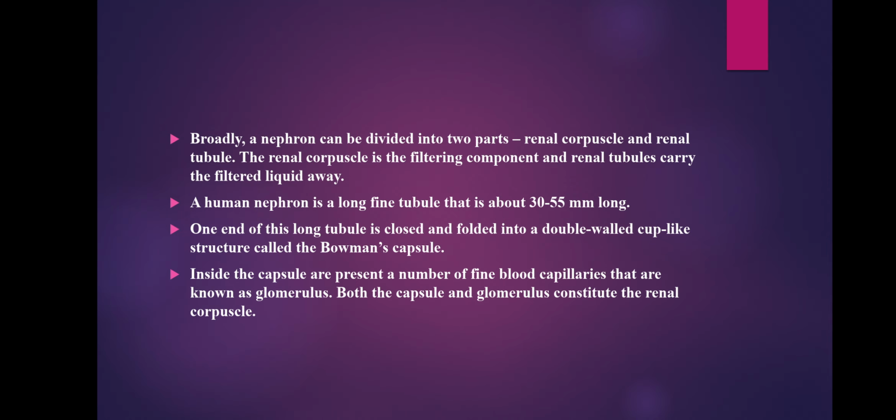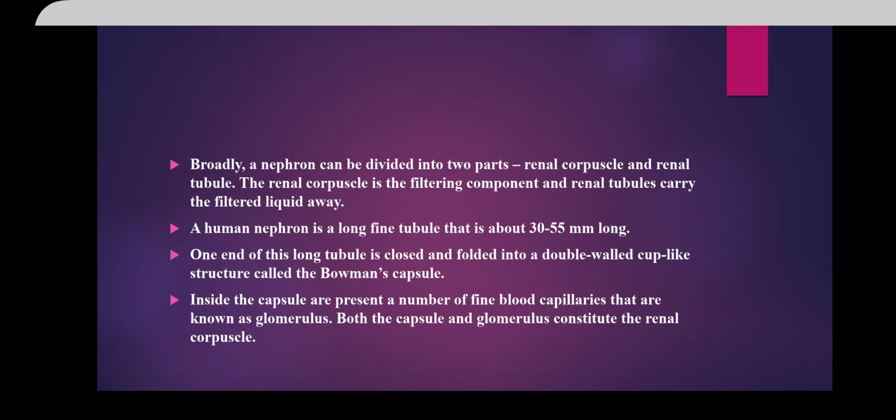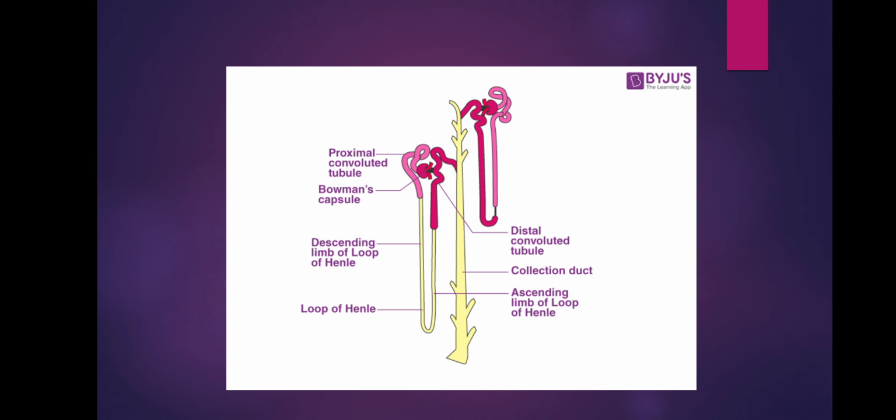Next one is the renal tubule. The renal tubule is a 3 centimeter long tubule. It is present in the glomerular capsule as a coiled proximal convoluted tubule. The renal tubule is made up of the proximal convoluted tubule and the loop of Henle, or nephron loop.